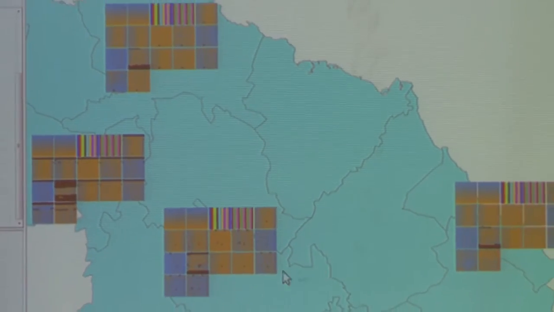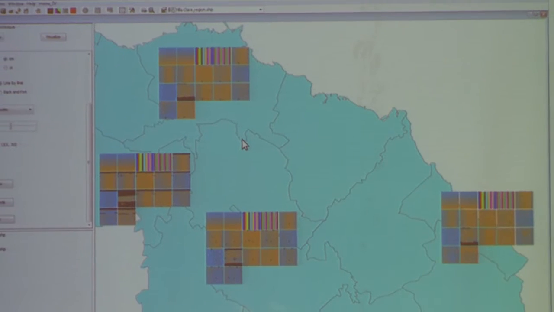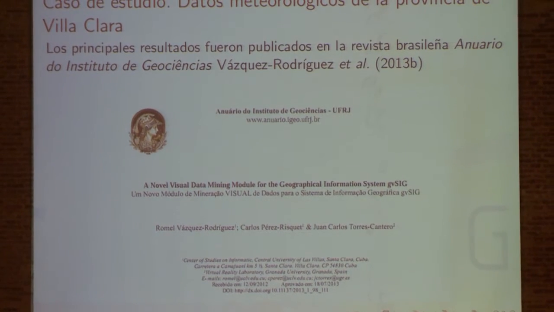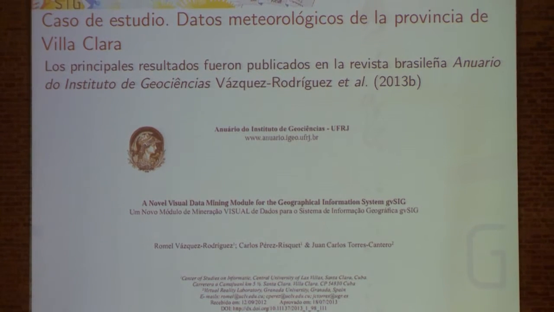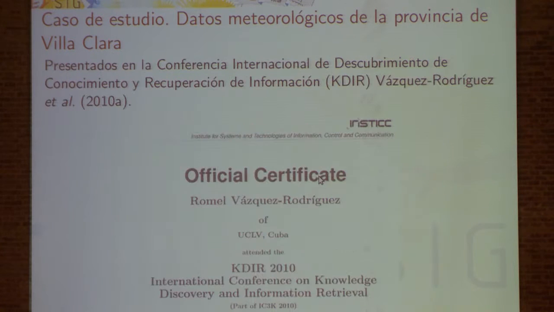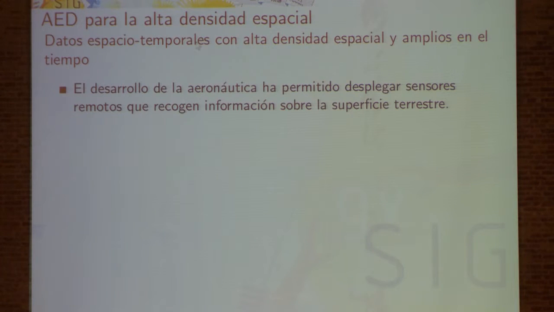In this case, with a recursive pattern, we did a study case that was published by a journal, which is the Anuario do Instituto de Geociencias de Rio de Janeiro. And in this case, the study was presented here in Valencia a few years ago in the International Conference on Knowledge Discovery and Information Retrieval.